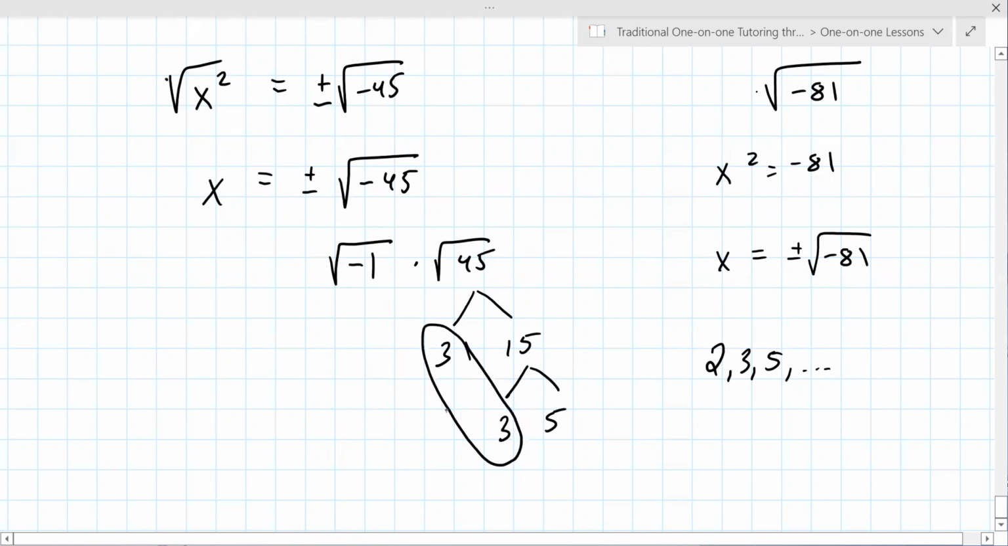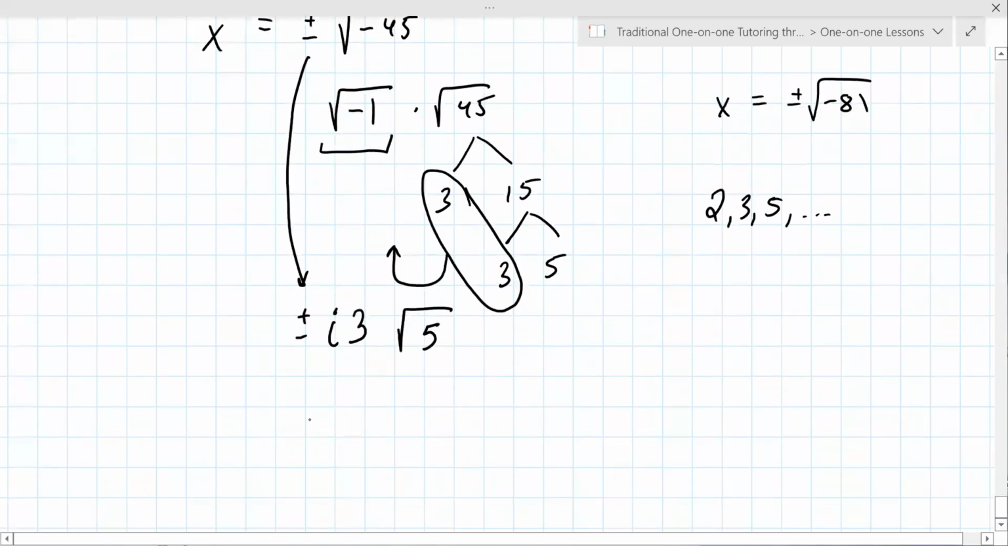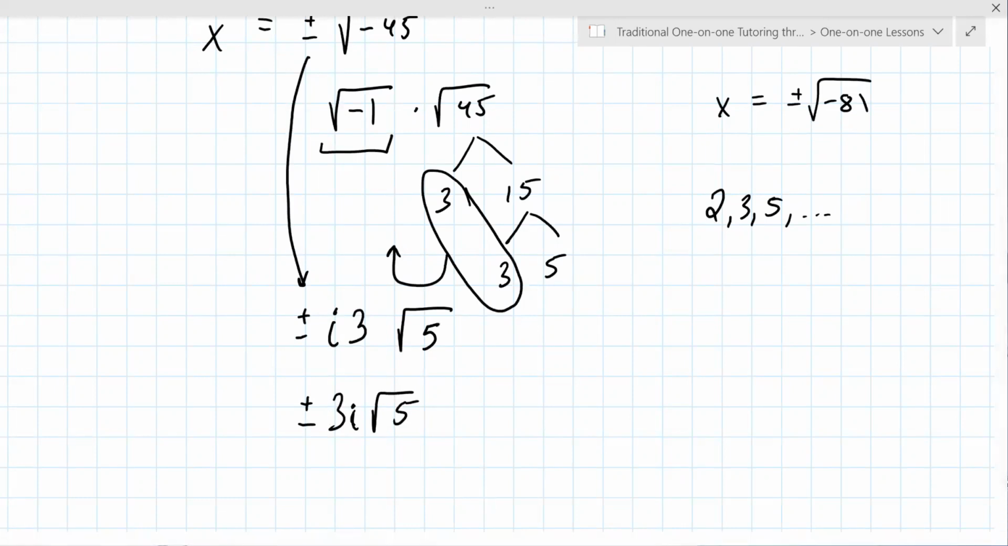So with the pair, you bring one out. The square root of -1 becomes the i. You bring the 3 out. Square root of what's left over is 5. You bring the plus or minus down. A lot there. Plus or minus 3i square root 5 is the answer.